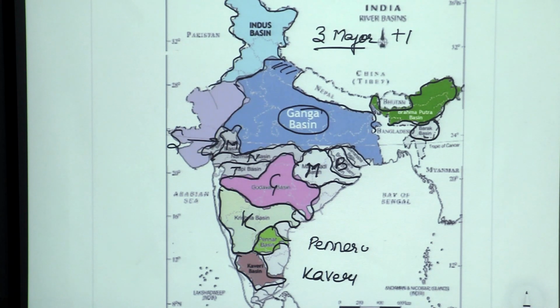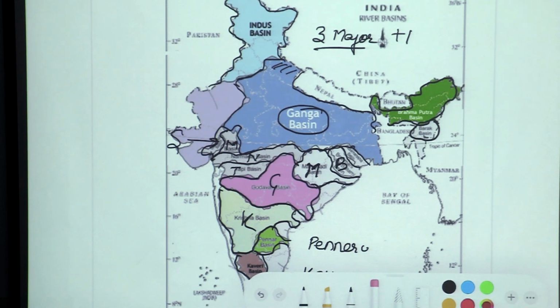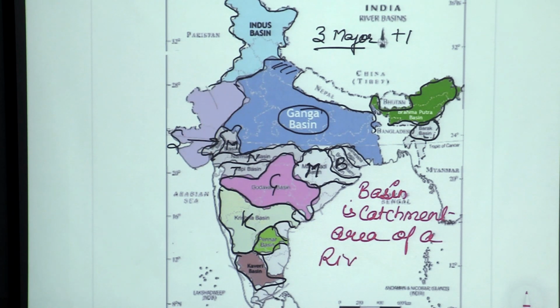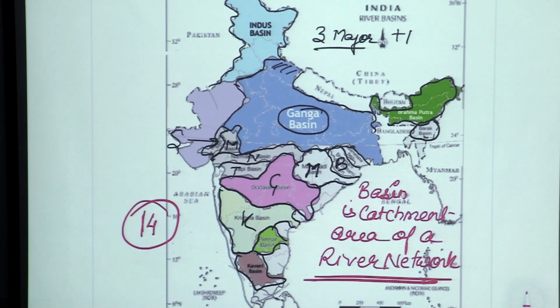What exactly is meant by basins then? Is catchment area of a river network. And how many major drainage basins we have in our country? NCERT says 14, which has got more than 20,000 square kilometer of area.